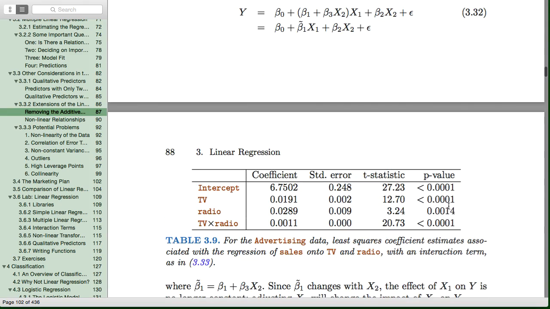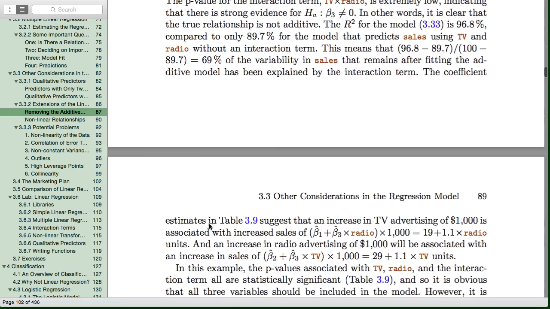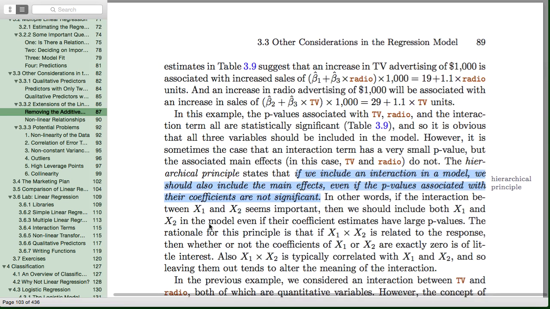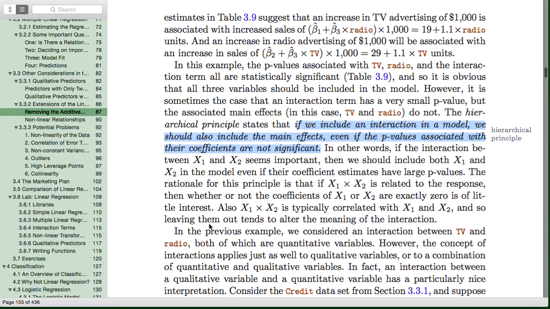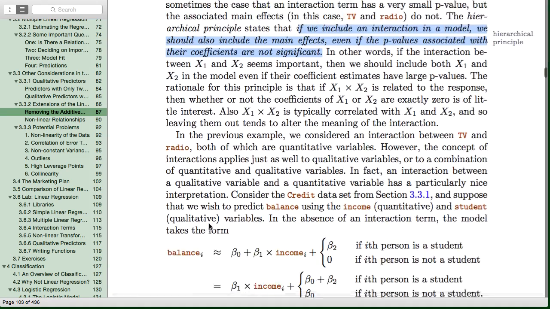So back here we saw that the p-values were significant for all of them, but even if these two hadn't been significant, if this one is significant, we want to include its components. That's a basic principle. And the rationale is actually given here somewhere. I don't know, where is it?